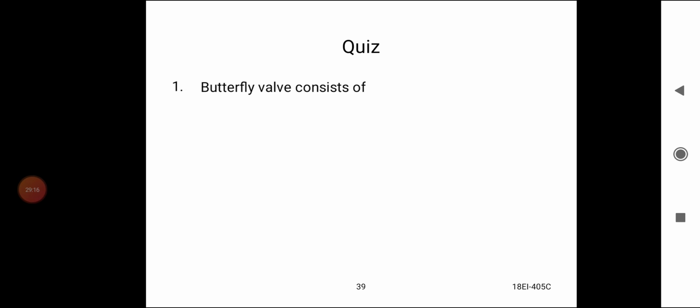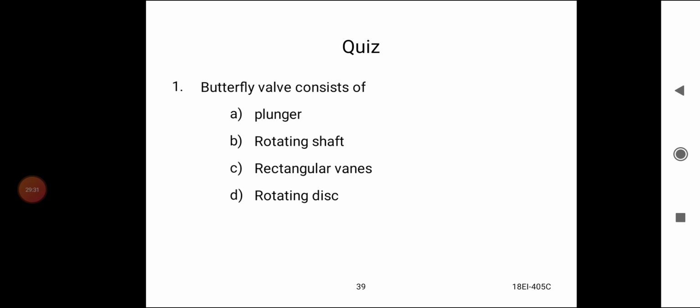Quiz question: 1. Butterfly valve consists of A. a plunger, B. rotating shaft, C. rectangular vanes, D. rotating disc. The answer is butterfly valve consists of D. rotating disc inside the valve body.